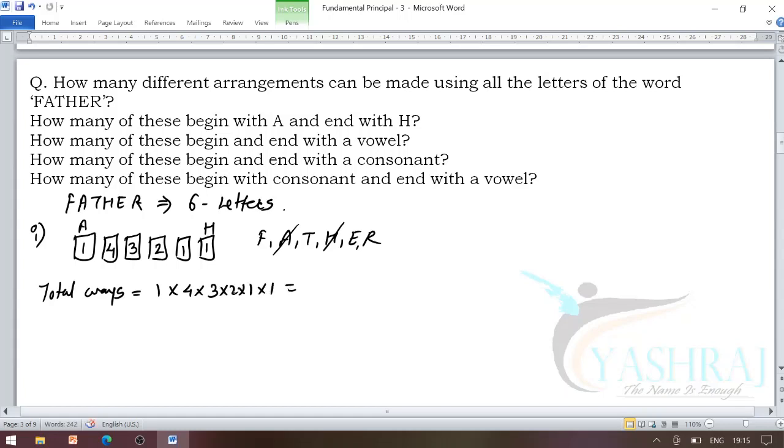So we have 4 3s are 12, 2s are 24 six letter words that can be formed using the letters in the word father, that begin with an A and end with an H.